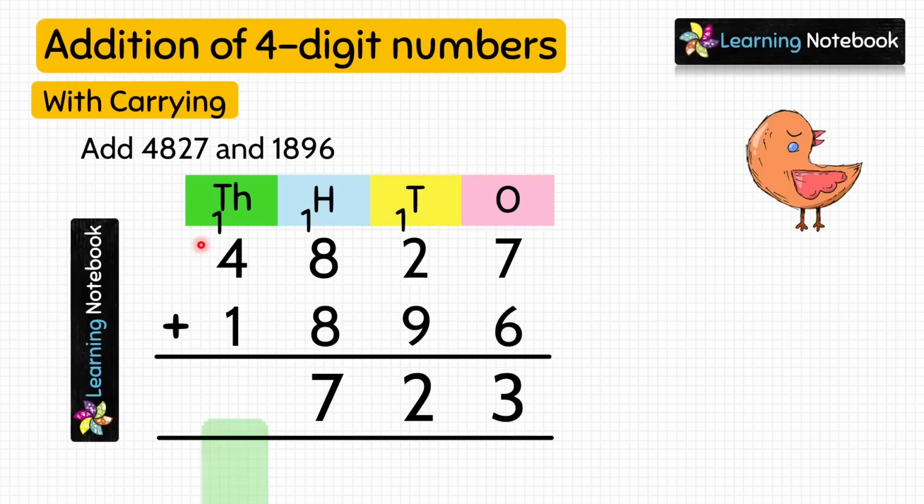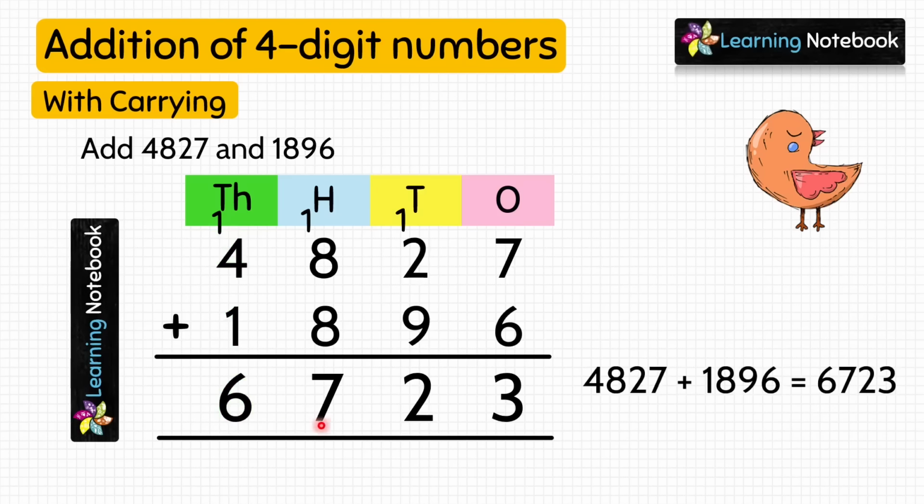Now add the digits at thousands place. So 1 plus 4 equals to 5 and 5 plus 1 equals to 6. So we have got the answer as 6,723. So this is how students we add 4-digit numbers.